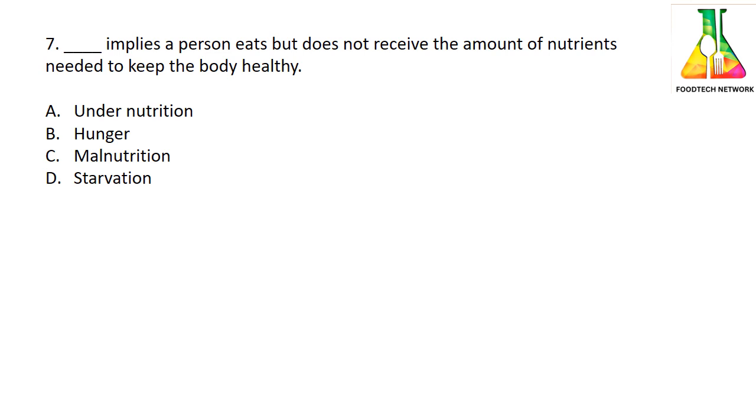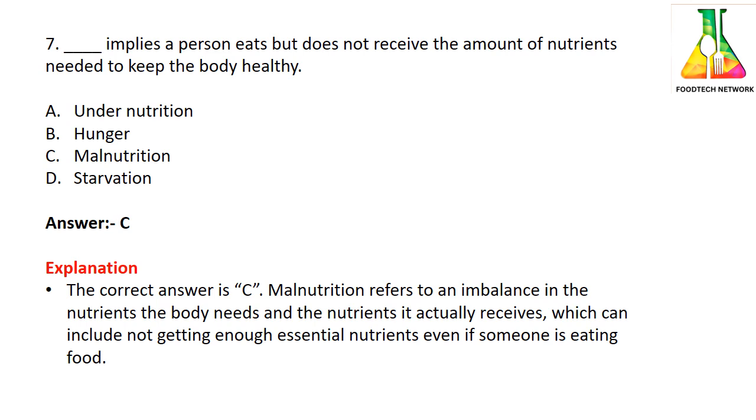Question number 7. Dash implies a person eats but does not receive the amount of nutrients needed to keep the body healthy. Option A undernutrition, option B hunger, option C malnutrition, and option D starvation. There is option C, that is malnutrition. Basically, malnutrition refers to an imbalance between the nutrients the body needs and the nutrients it actually receives, which can include not getting enough essential nutrients even if someone is eating food.